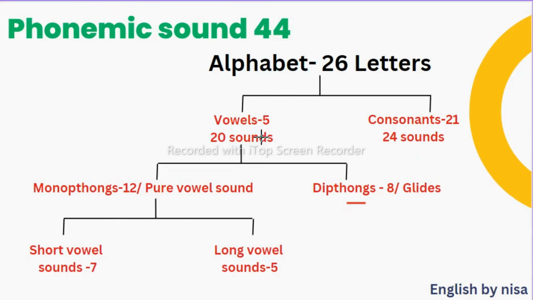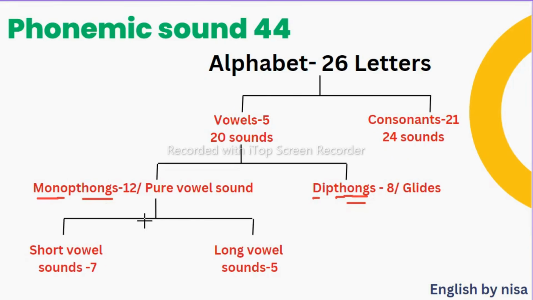These 5 vowels produce 20 sounds, which are divided into two: monophthongs and diphthongs. Monophthongs are 12, meaning we have 12 single vowel sounds. Mono means single, and thong means sound. So monophthongs means the single vowel sounds we are going to learn, which are 12. We also call them pure vowel sounds. And we have diphthongs. Di means two, and thong again means sound. Here we discuss two vowel sounds, also called glides. But in this lesson we are learning monophthongs, which are pure vowel sounds.